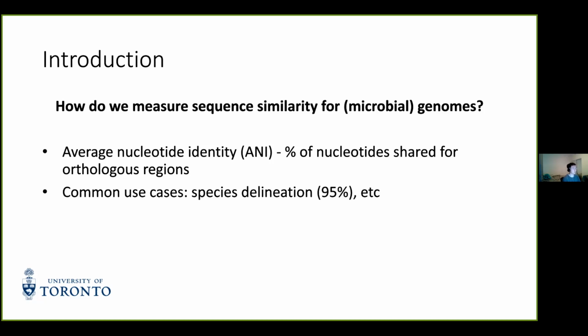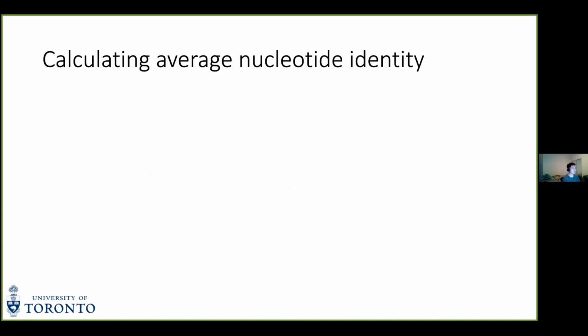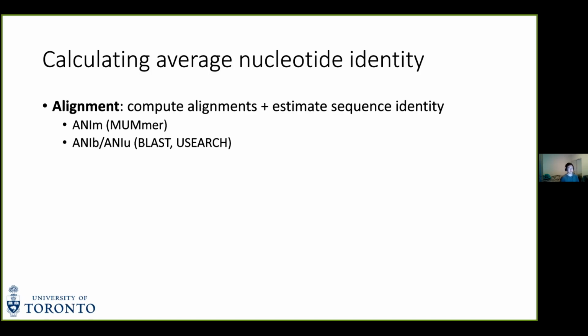Common use cases of ANI are things like species delineation. Nowadays, we have a 95% ANI threshold for species delineation that has become pretty standard. We also use it for things like strain-level delineation and general measurement of sequence similarity. This talk will be about computing average nucleotide identity rather than its use cases. To calculate it, I'll go over some of the historic details.